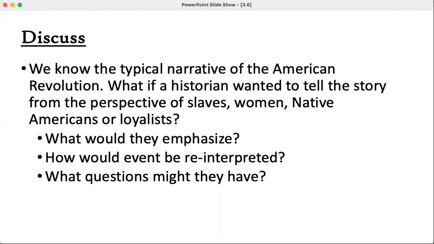What if a historian wanted to write about the revolution from the perspective of slaves or women, or Native Americans, or even the Loyalists. I would like you to think about if historians are writing the story of the revolution from a different interpretation, like that of slaves or Native Americans, what would they emphasize? What event might be reinterpreted? What questions might they have? Let me give you a couple examples.